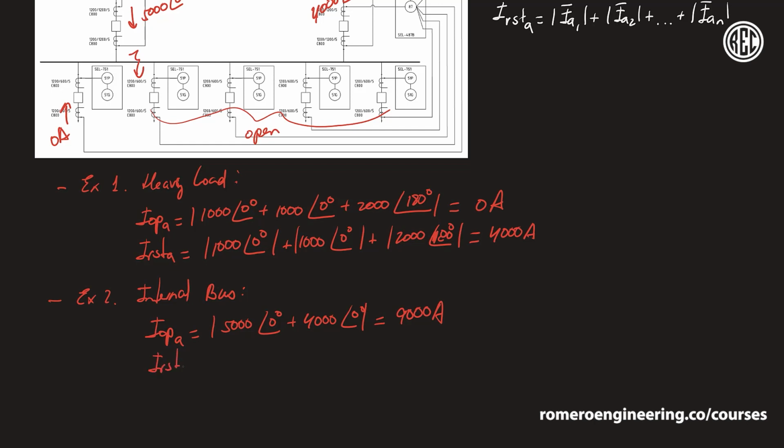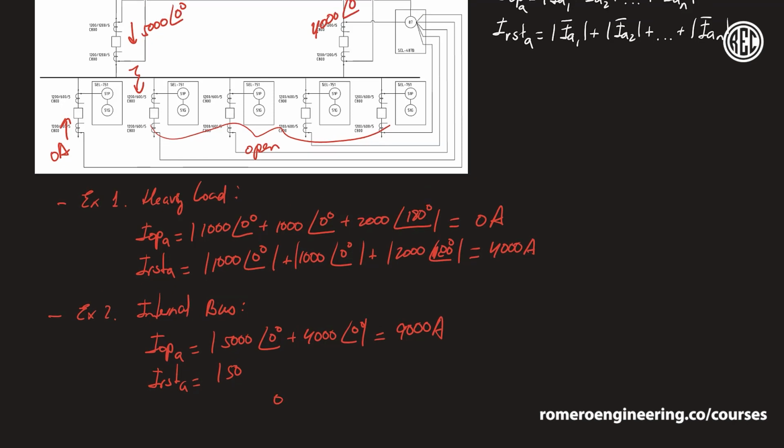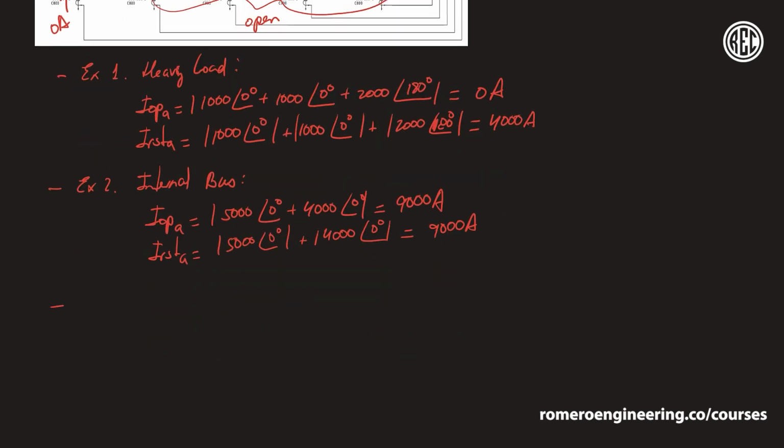Now for the restraining current, I_RST_A, we're going to do the same thing, but we're going to take the absolute values of each number first and then add them up. So we're going to get 5,000 angle 0 degrees plus 4,000 angle 0 degrees. And this, of course, gives us 9,000 amps. So in this case, both the restraining and the operating current are equal to 9,000 amps. This is going to make more sense once we actually talk about the operating characteristic of the 87B, but first I want to calculate these values.